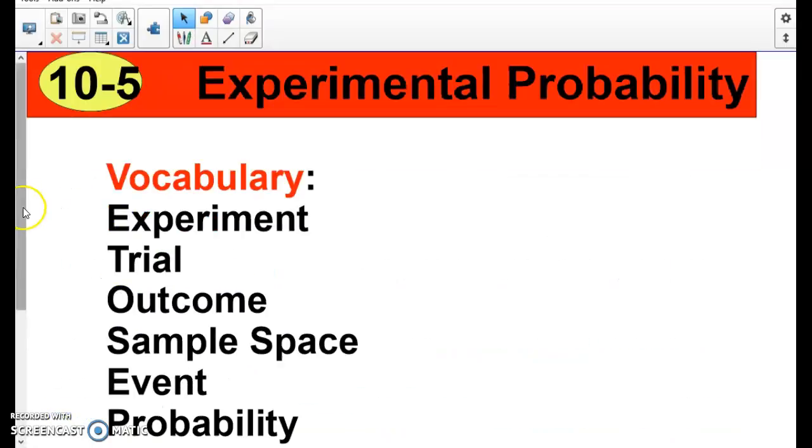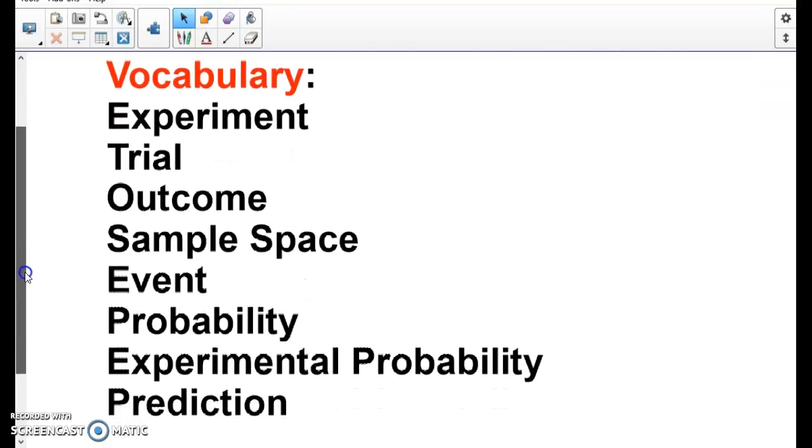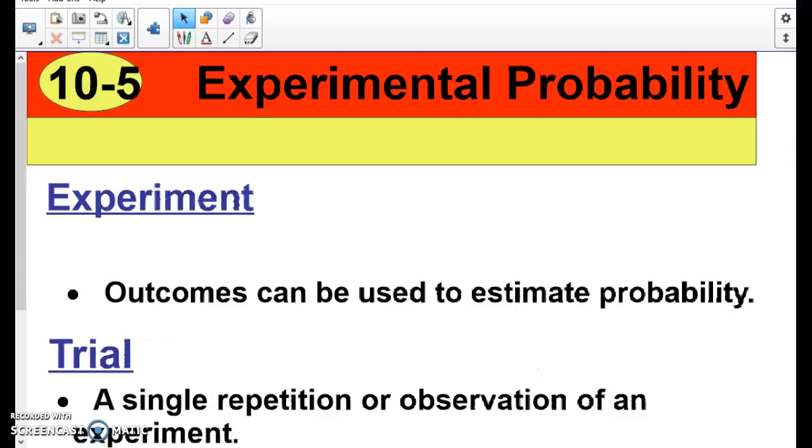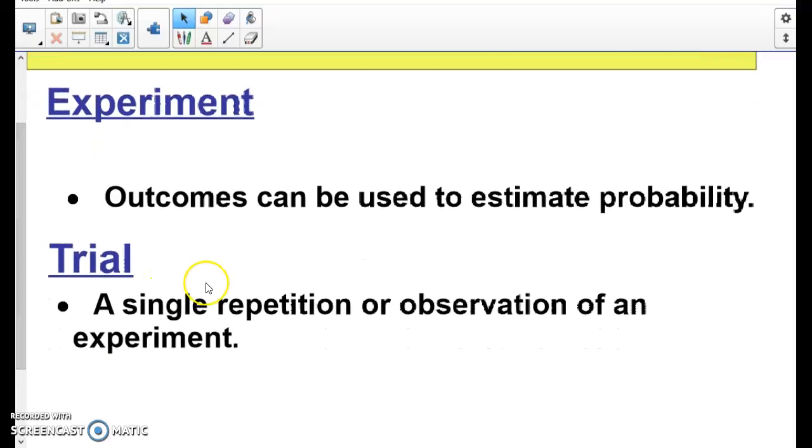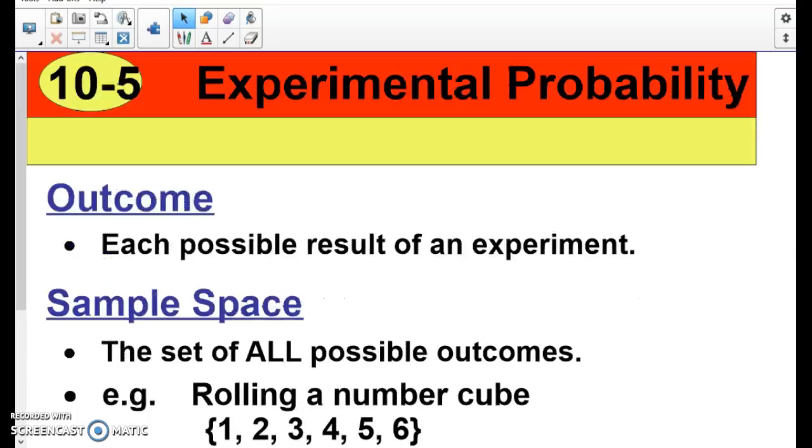Okay, there's some vocab that we kind of need to know so we know what we're talking about. What an experiment is, what a trial is, what an outcome is, what a sample space is, what an event is, what probability is, what's the difference between probability and experimental probability, and what our prediction is. So experiment, basically what's going on. And then a trial is a single repetition or observation of the experiment. So trial just usually means one time. Usually a trial is not the best way to do it. If I flip a coin one time and I get heads, it doesn't mean I'm always going to get heads. I need more of an experiment than a trial to figure out what that's going to be.